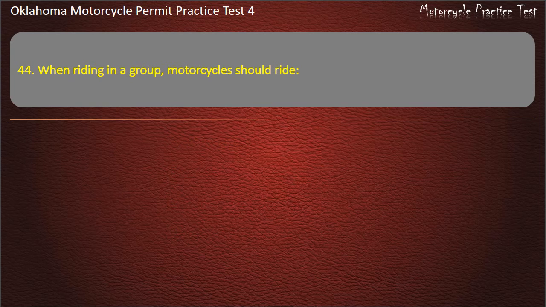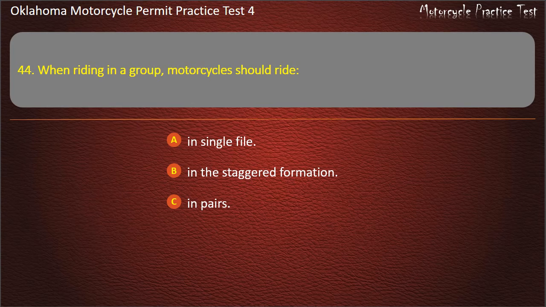Question 44. When riding in a group, motorcycles should ride in single file, in the staggered formation, in pairs, in the alternate formation. Answer. In the staggered formation.